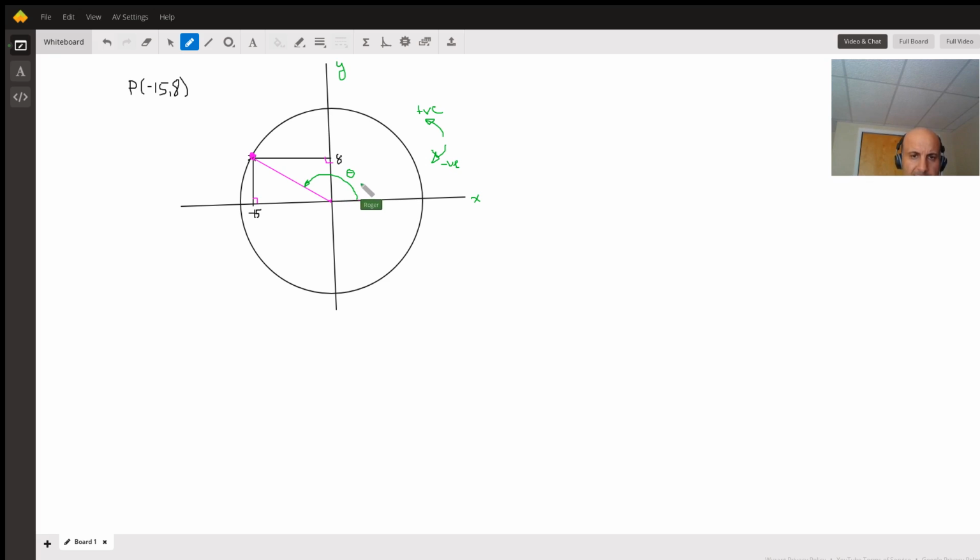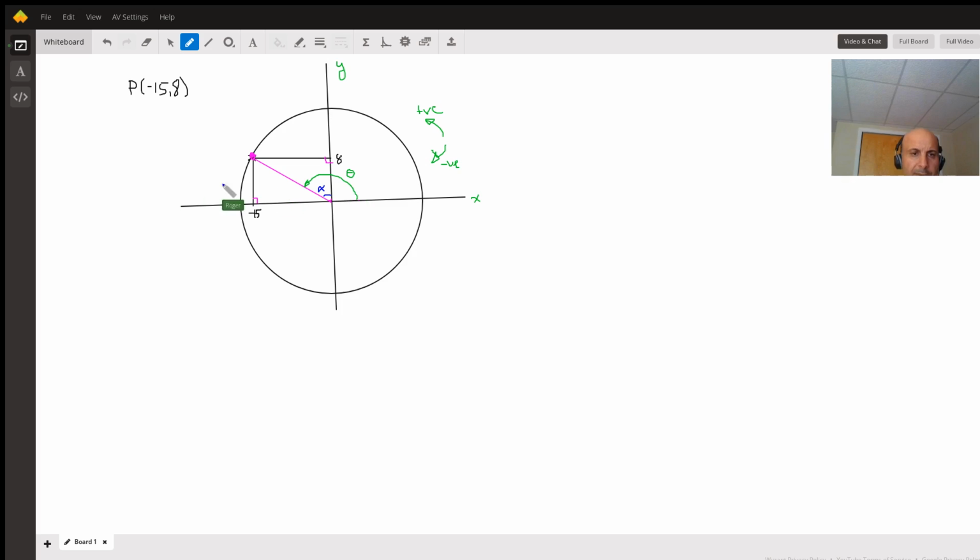Well, angle theta is actually pi over 2, which is from here to here, plus this little angle here. What's this little angle here? I'm going to draw that in a different color. Let's draw it in blue. It's this angle right here, and I call that angle alpha.